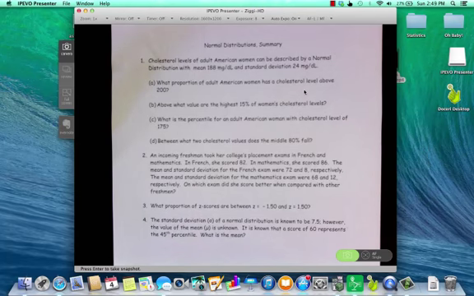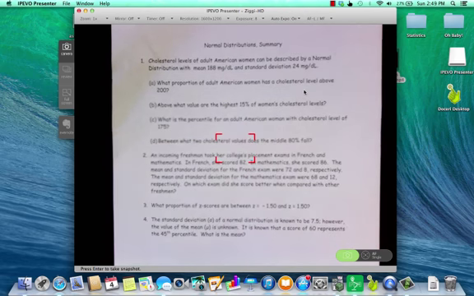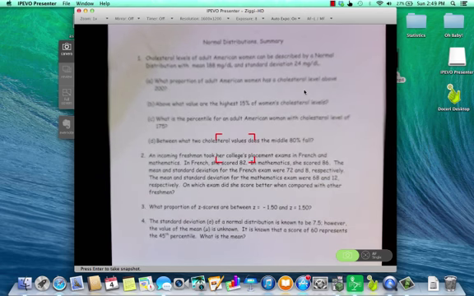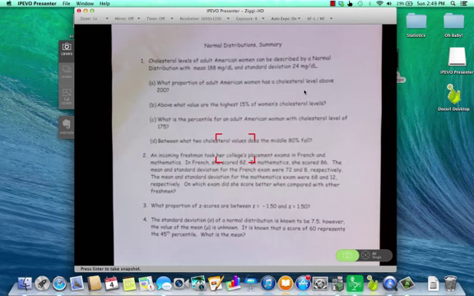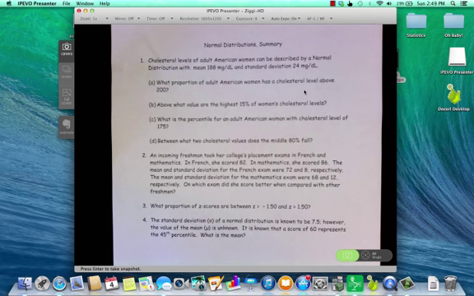Okay, guys, what we're going to look at today is a summary of normal distributions. Basically, I'm just going to walk through some examples with you and show you how we would calculate all of these, how we would come up with these.